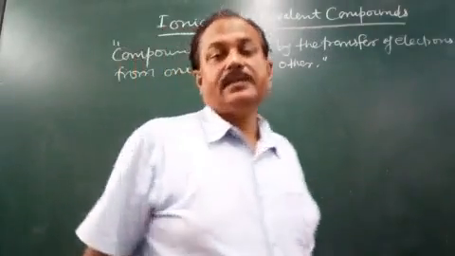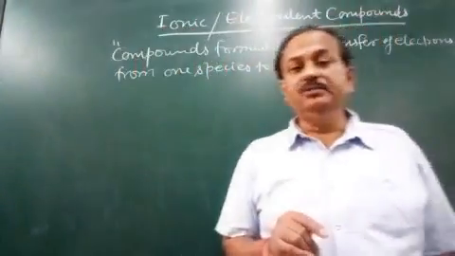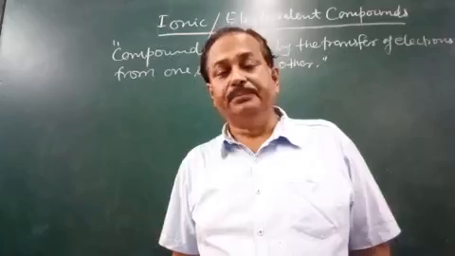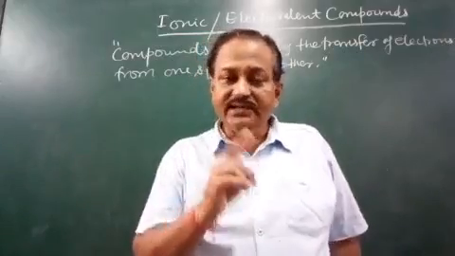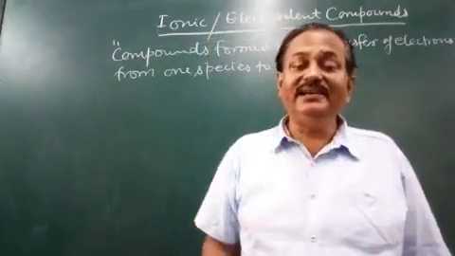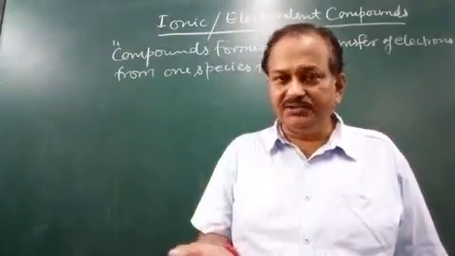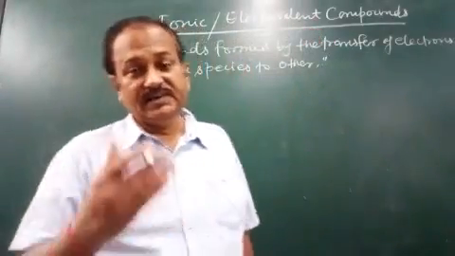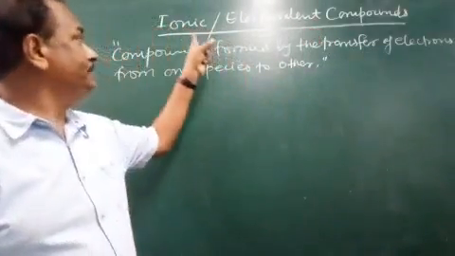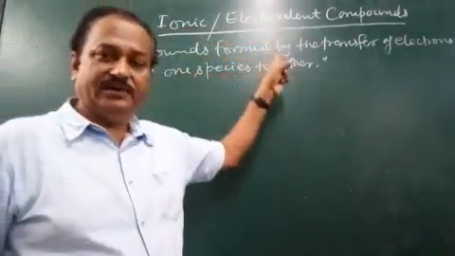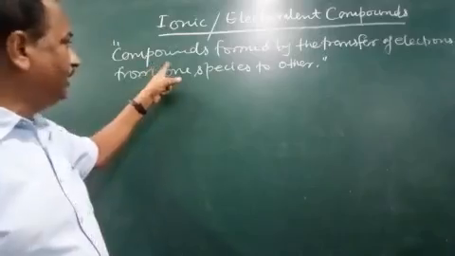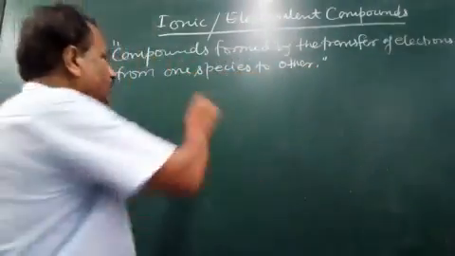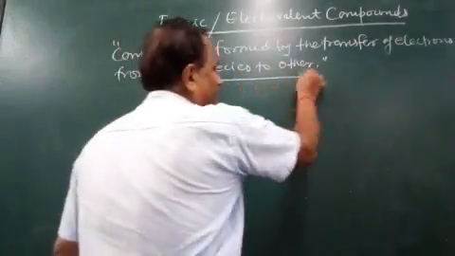We'll see how ionic compounds are formed. Ionic compounds are also called electrovalent compounds. The word electro is related to electricity or charge. What is electricity? The flow of charge, the flow of electrons. So ionic compounds are also called electrovalent compounds. These are compounds formed by the transfer of electrons from one species to another.